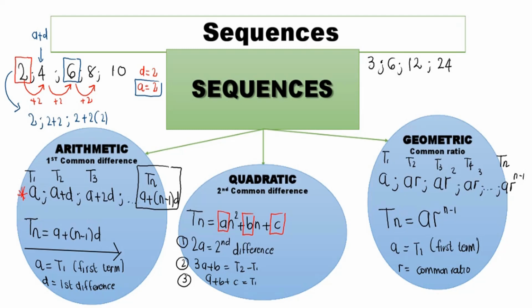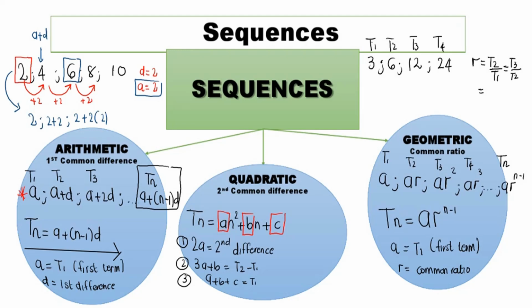First thing we need to do to check that it is in fact a geometric sequence is ensure that we've got a common ratio. So how do we get your common ratio? We take your term 2 divided by term 1, and that should be equal to your term 3 divided by your term 2, and that should be equal to your term 4 divided by your term 3. So this is term 1, this is term 2, this is term 3, and this is term 4.